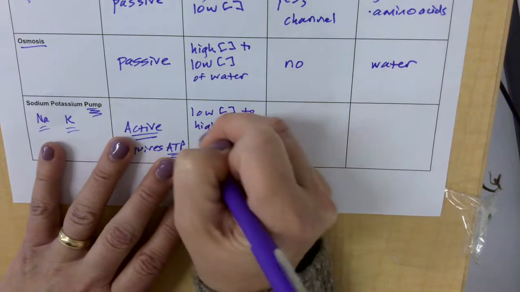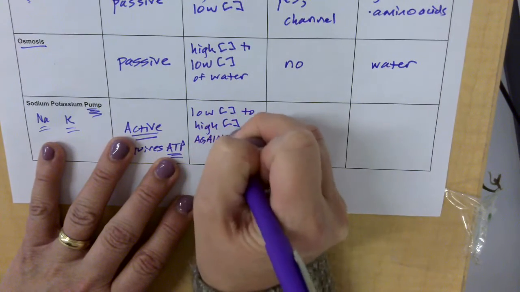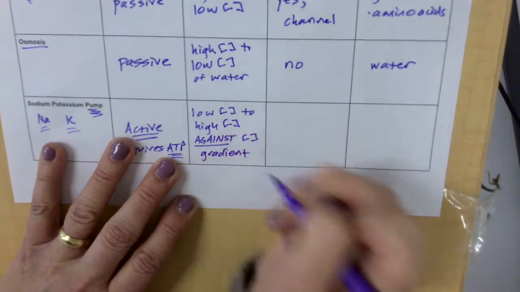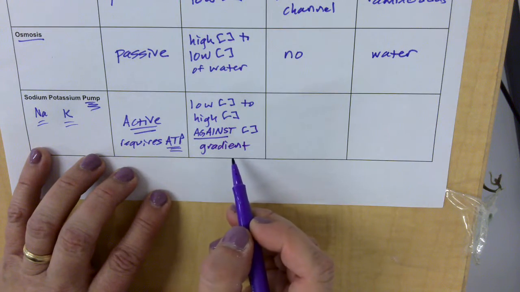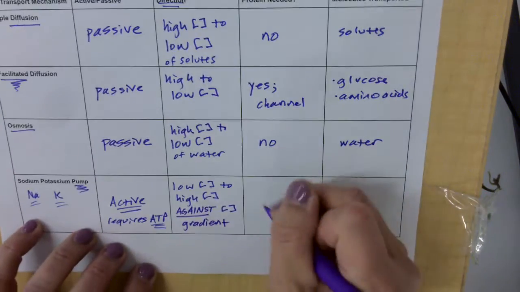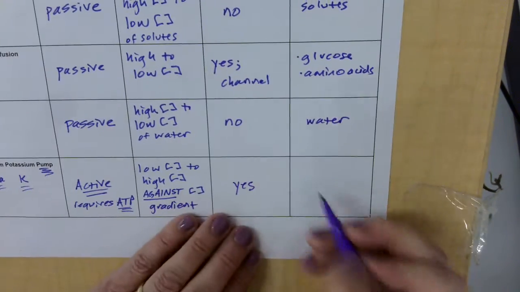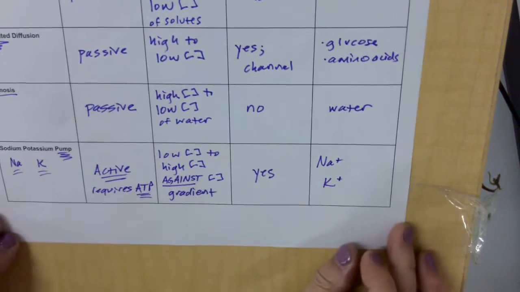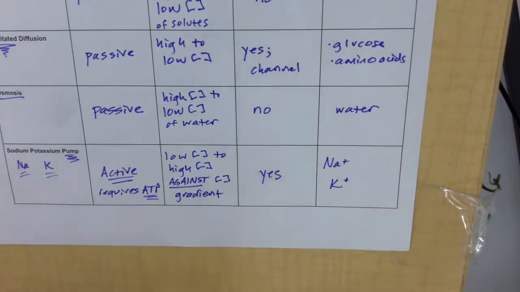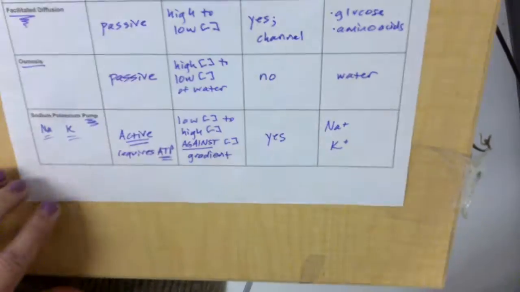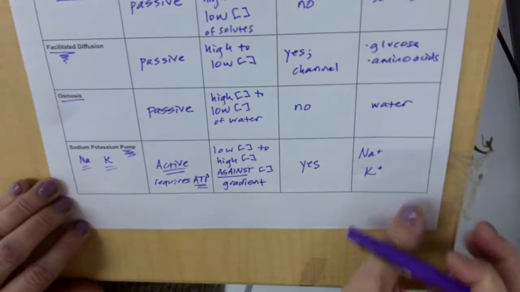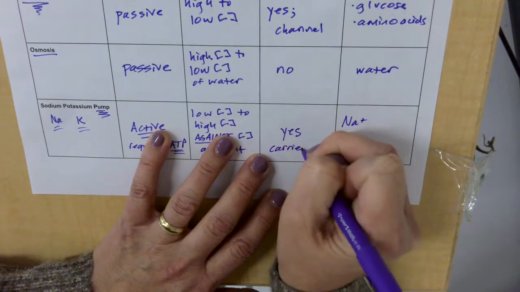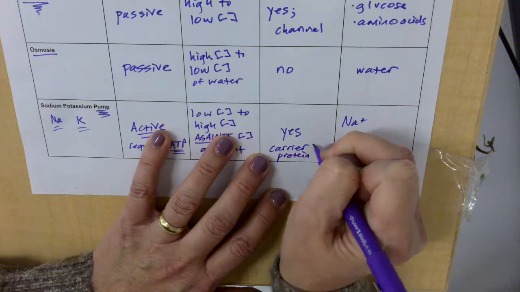Okay? And so this is going against what we call the concentration gradient. It goes against the gradient. It's going against the flow. Is a protein needed? Yes. Okay. And again, examples of molecules that are transported are sodium and potassium ions. Both of those have to be in a regulatory balance in order for you to be in homeostasis. Okay. So the actual protein that is used is the carrier protein. Remember, that's the one that requires ATP.